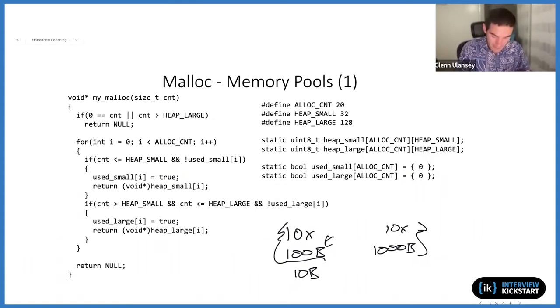So what I've done in this implementation is I've defined two global arrays, if you will, where we have a number of allocations. In this case, I think I defined it as 20. And then I have one pool that has blocks of size 32 bytes and another pool that has blocks of 128 bytes. So this memory is all allocated and divided up at compile time. And then I also have a Boolean array of the same size that specifies whether a particular entry in that pool is in use or not in use.